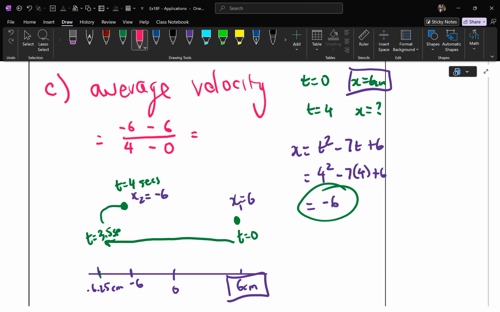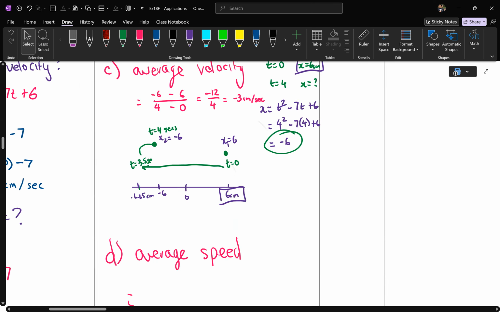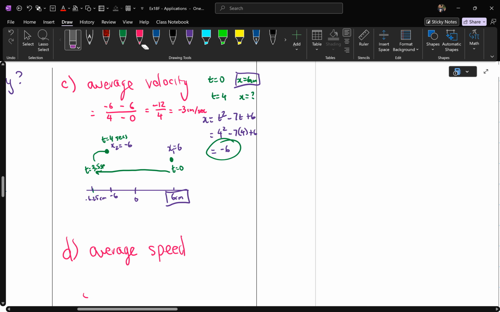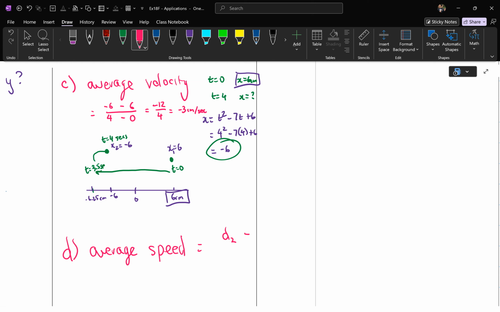What does that give me? That gives me now negative 12 divided by 4, negative 3 centimeters per second. This is my average velocity because I'm taking the total position, not total distance. Versus if you were to do now average speed. See, average speed is different because this now wants to know what's your final distance minus your initial distance over the time. Now, the time's still the same.